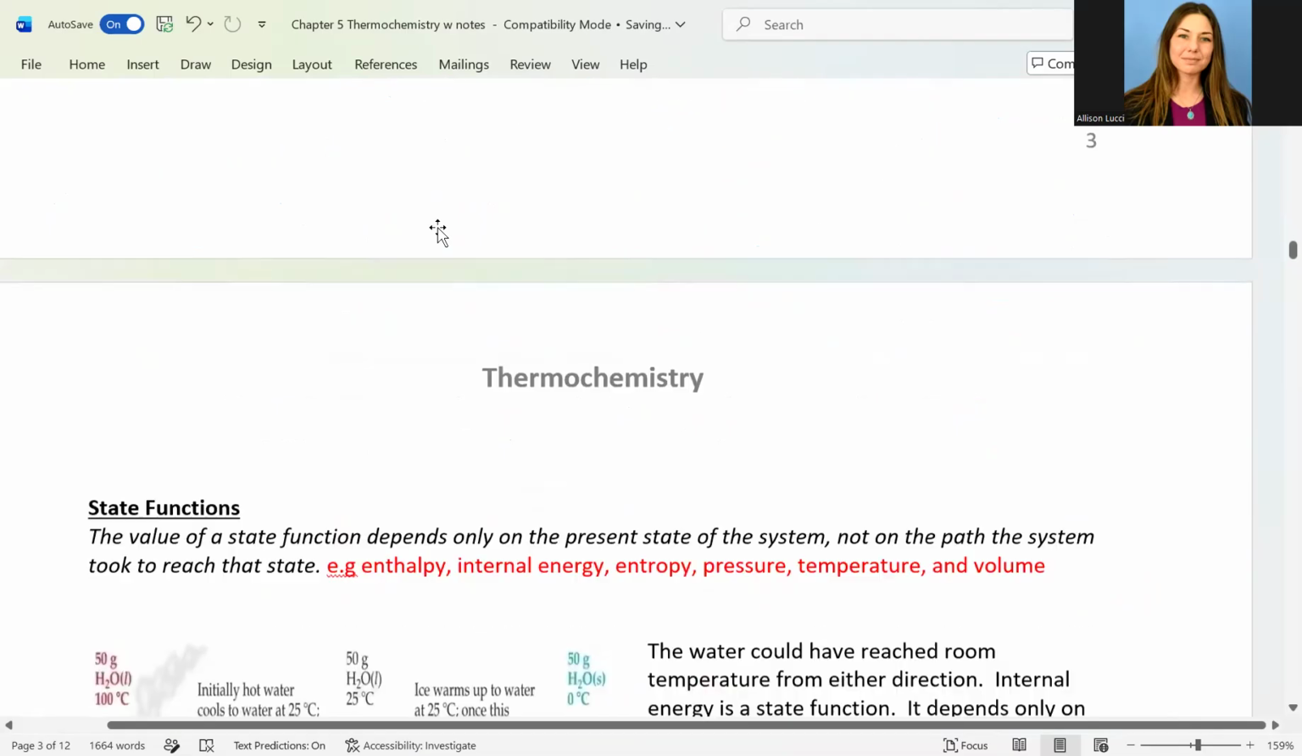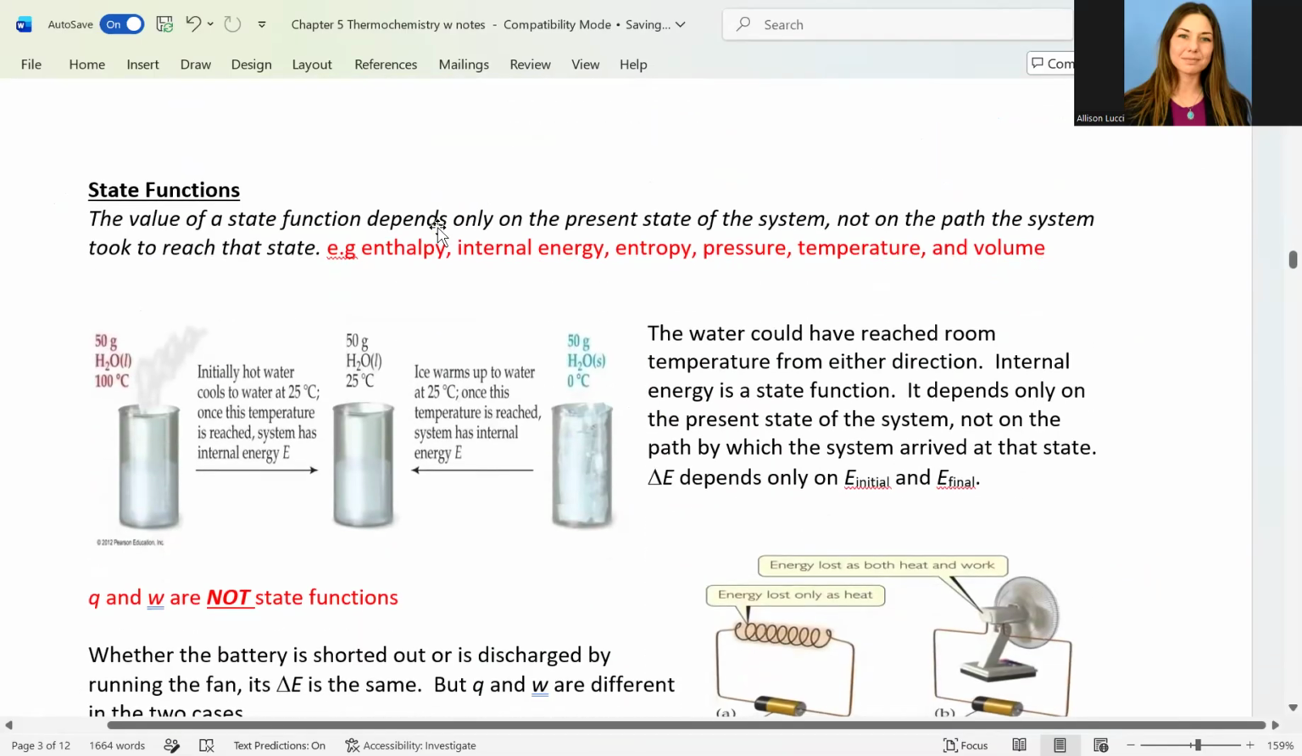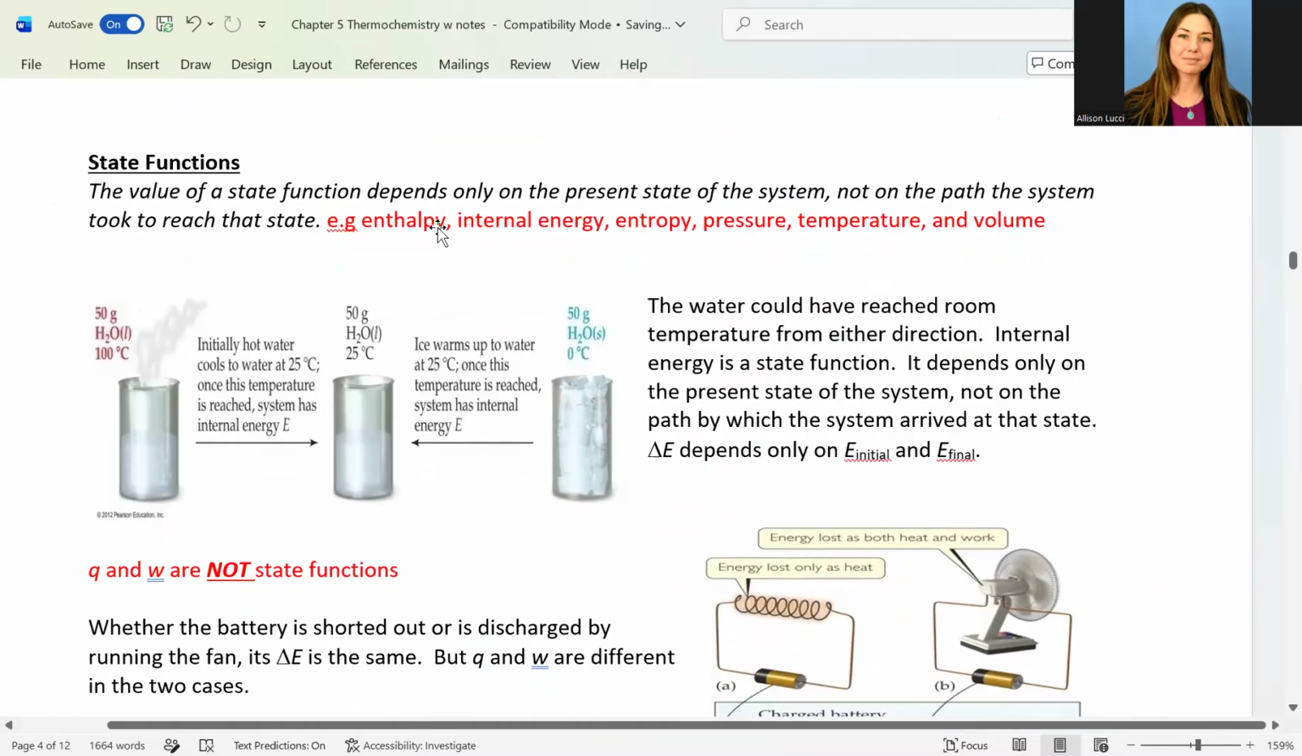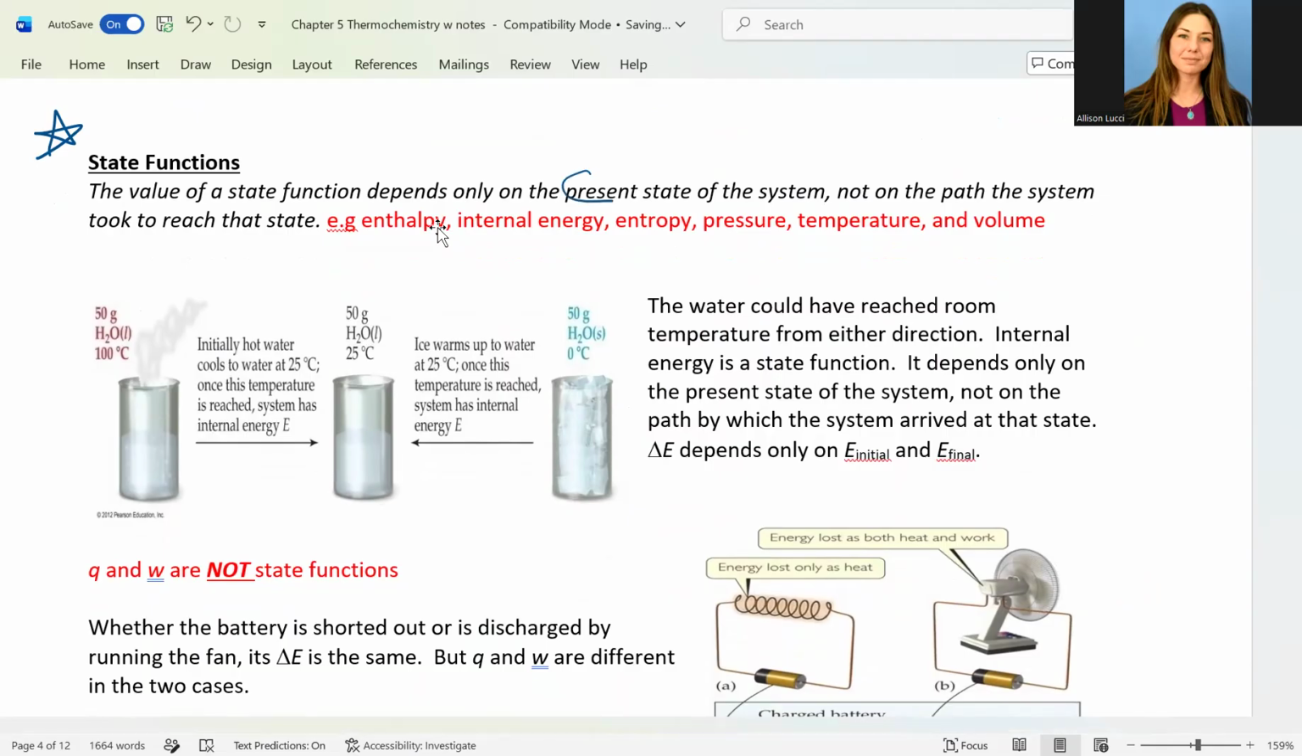So the last thing that we'll talk about in this video is something referred to as a state function. By definition, a state function depends only on the present state of the system. So it does not matter the path that the system took to reach that state.